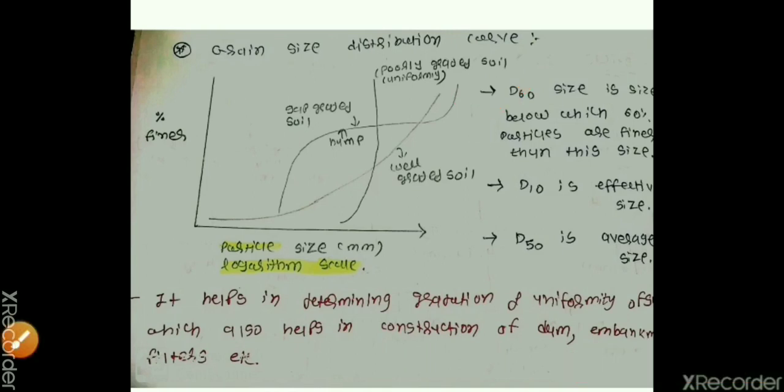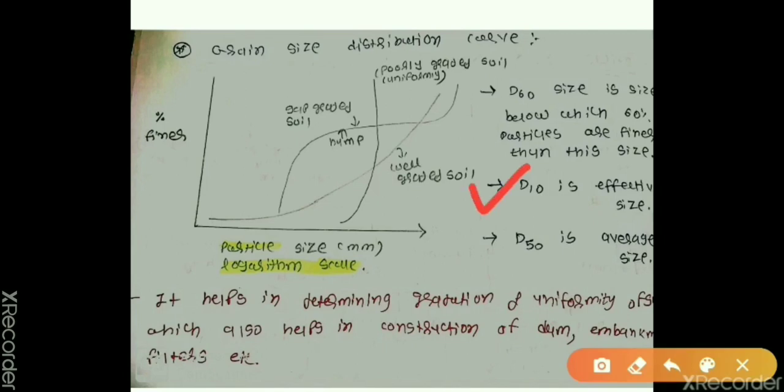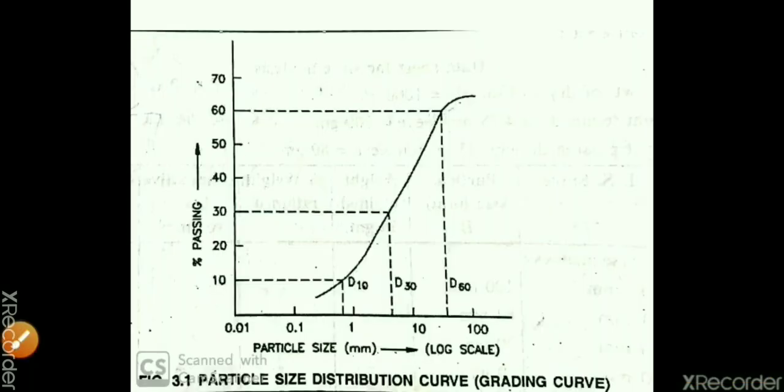Here I have written that D60 is a size below which 60% of particles are finer than this size. I am explaining what that means. Then what is D10? D10 is also called the effective size, and it means that 10% of particles are finer than this size. D50 means that 50% of particles are finer than this size, and D30 means that 30% of particles are finer than this size. So I am explaining that.